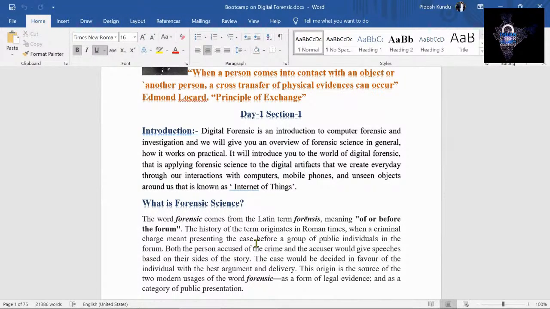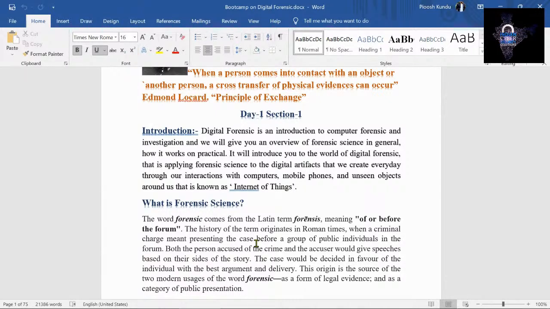We will give you an overview of forensic science in general, an idea about its practical applications in different areas, and it will introduce you to the world of digital forensics, applying forensic science to the digital artifacts that we create every day through interactions with computers, mobile phones, and unseen objects around us, known as the Internet of Things or IoT. Before we come to digital forensics, we have to know what forensic science is.